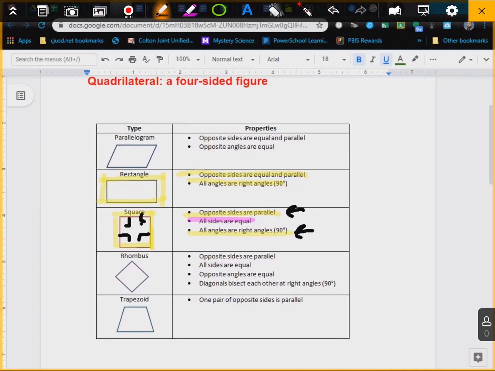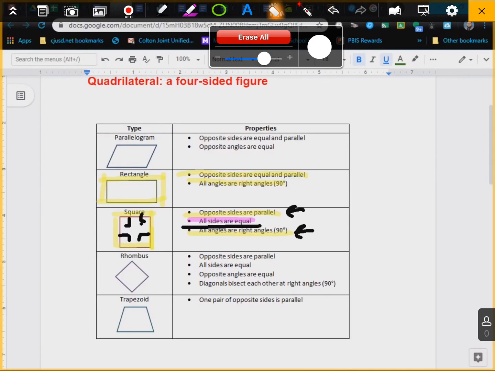That might seem a little confusing, and if you need me to break that down a little bit more in class, please write that as a question. How do you know that a square can be a rectangle, but a rectangle can't be a square? Just remember, for it to be a square, all sides have to be equal. That's why a square can be a rectangle, but a rectangle can't be a square.